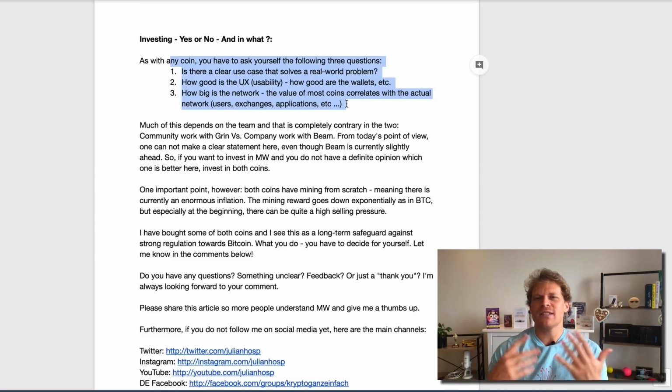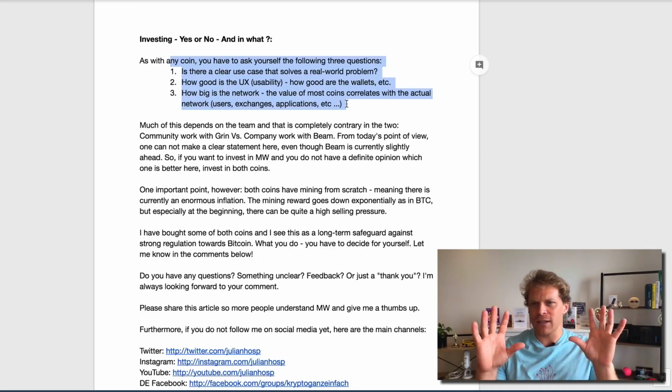And the last thing is always the size of the network. How many users are there? How many actual use cases are there? What are the exchanges? And this is very, very important. At the moment, Beam is slightly ahead, as it seems, in form of hashing power and users. But this doesn't mean it stays this way, and this is very important.